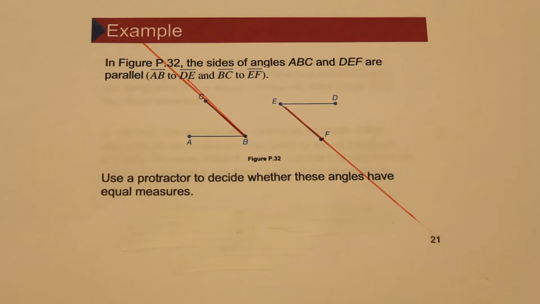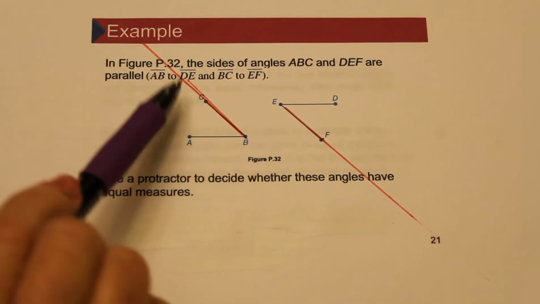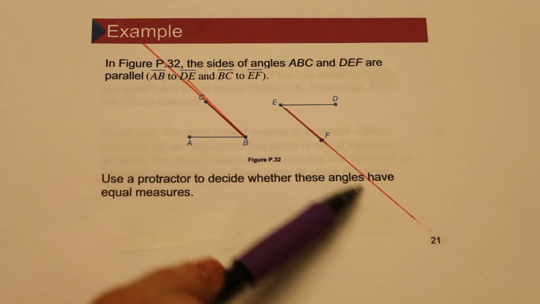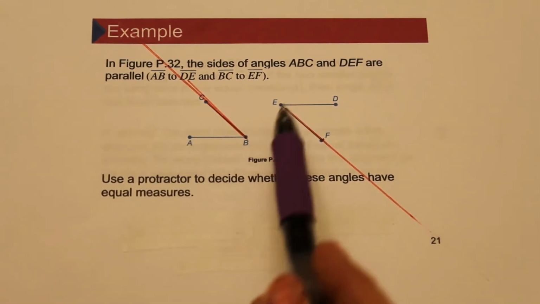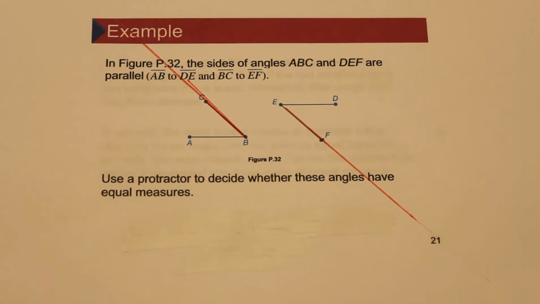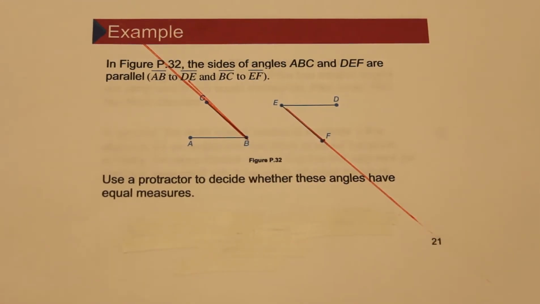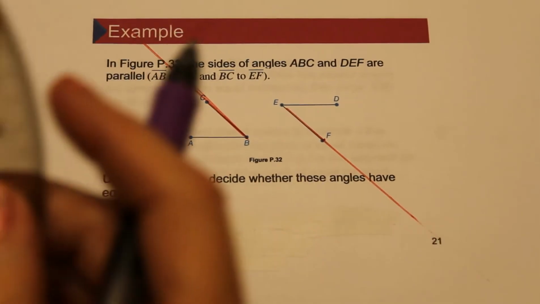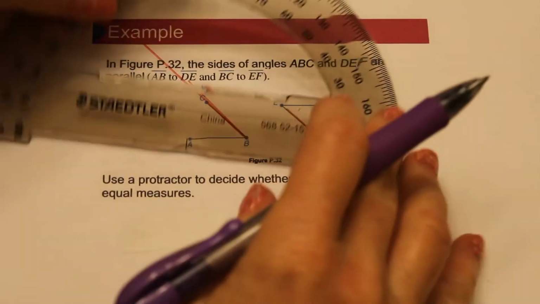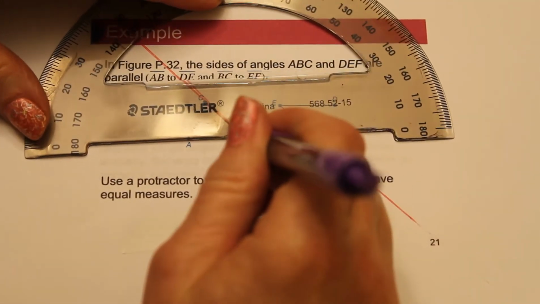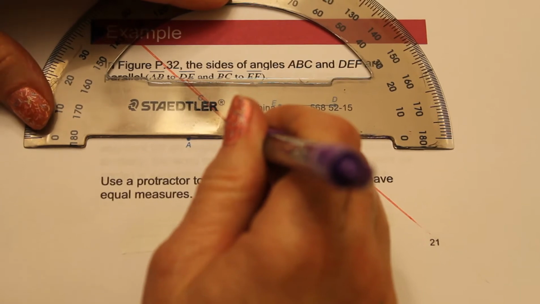So in this example, we're told that these two segments, CB and EF, are parallel, and also AB is parallel to ED. And they want us to use a protractor to see if these two angles are equal in measure to each other. So the sides of the angles were not long enough, so I went ahead and extended them.